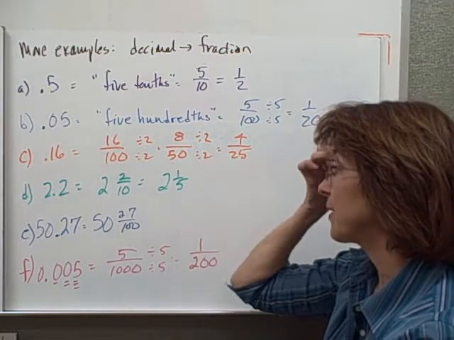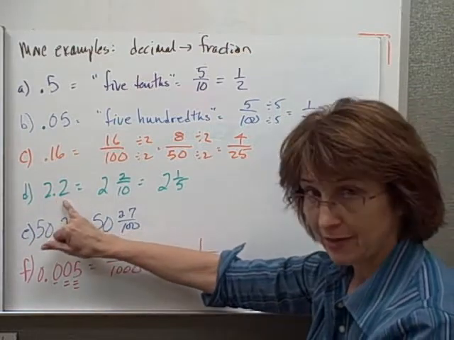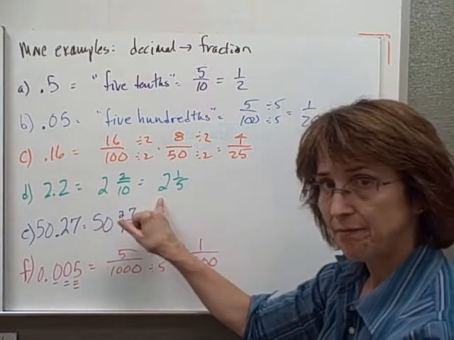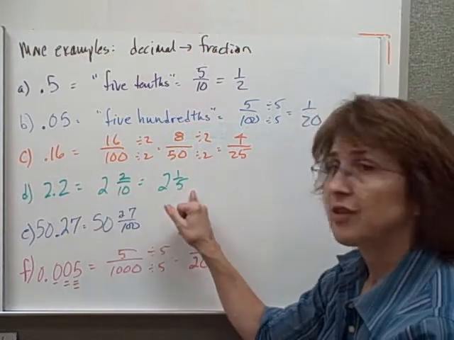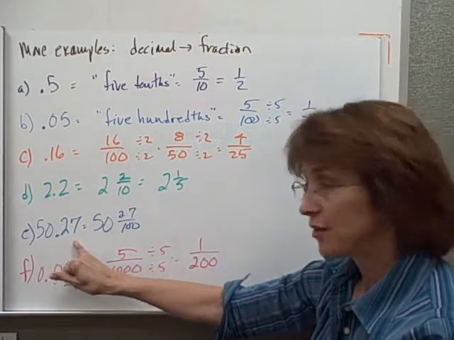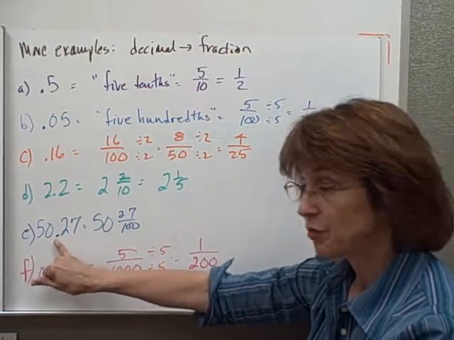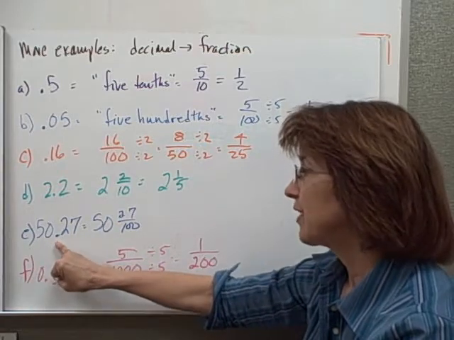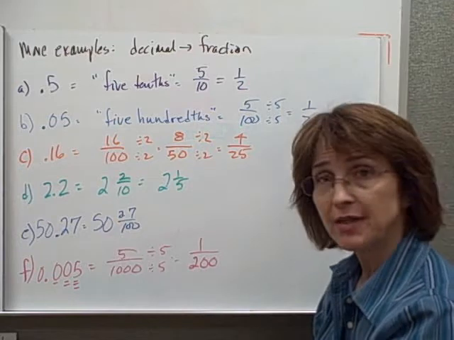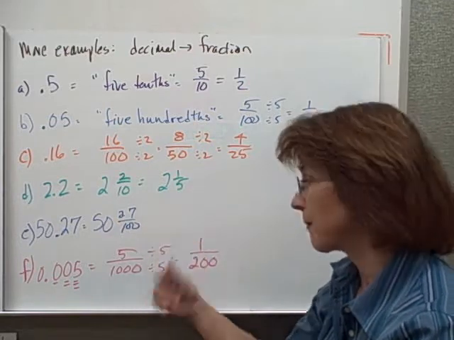All right, 2 and 2/10. Said it right that time. So 2 and 2/10, well, the 2's fine, but the 2/10 can reduce to 1/5 by dividing by 2 again. All right, 50 and 27/100ths. Remember, that decimal really says and, you can say the word and for that. 50 and 27/100ths, and that's simply right there. I can't reduce it. There's no common factor.